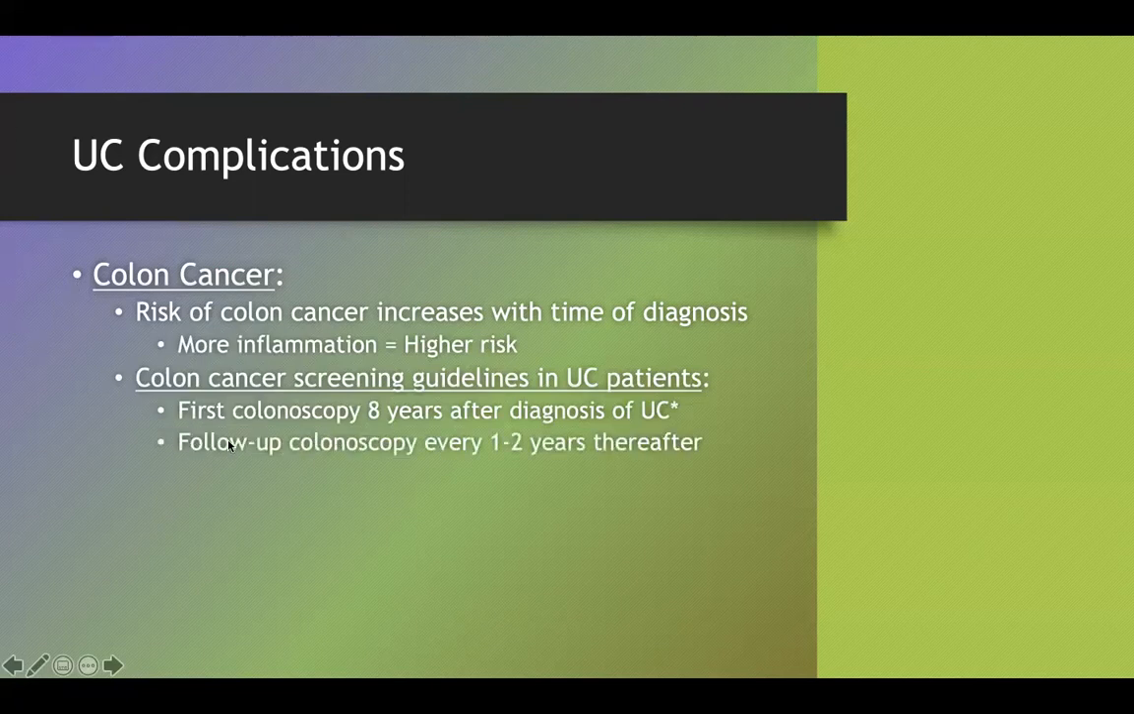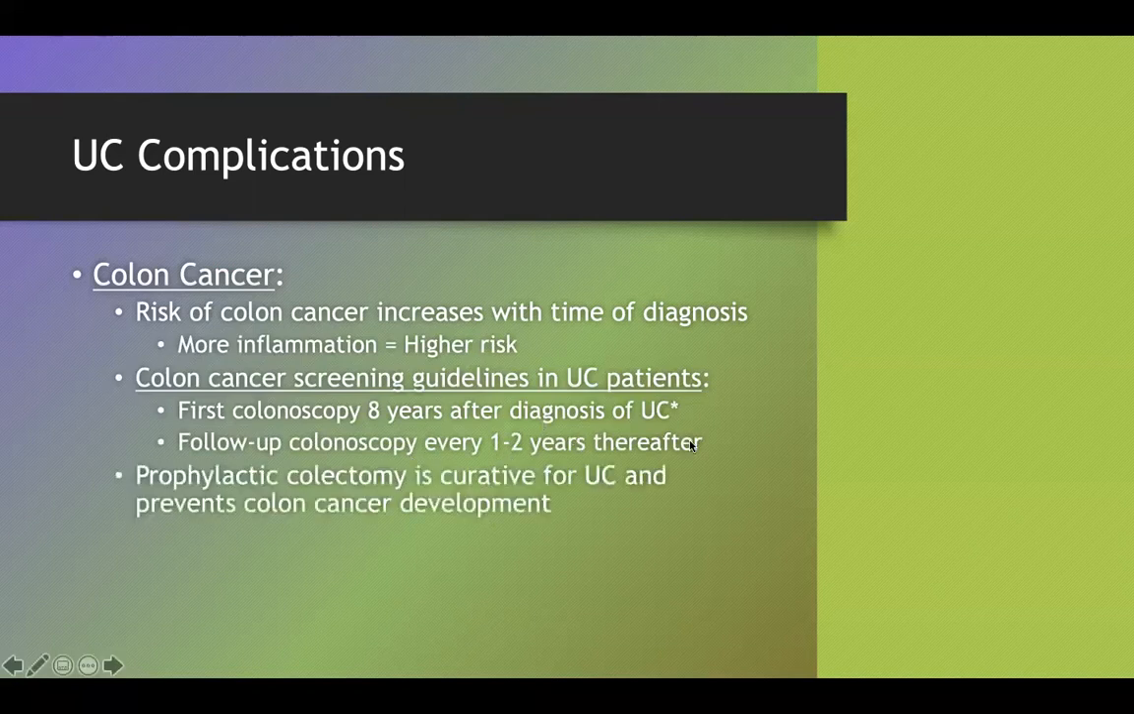And here are some other guidelines, which, like I said, are not going to be tested. If somebody has a diagnosis of UC, you have to get a colonoscopy, and then keep following up with colonoscopies pretty often, every 1 to 2 years. The big thing you should recognize is that because UC has this gradual progression, if you remove the affected colon regions, you'll prevent colon cancer development, and you'll actually cure them of UC.